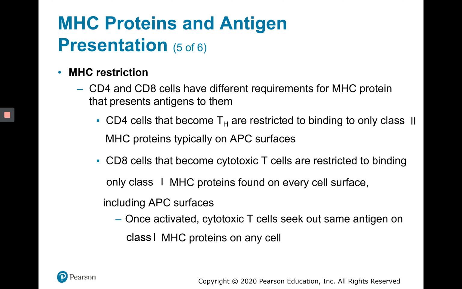We also need to talk about MHC restriction, which is talking about CD4 and CD8 cells and the fact that they have different requirements for MHC proteins in order to present antigens. The CD4 cells that become T helper cells are restricted to binding to only class 2 MHC proteins, typically on the antigen-presenting cell surfaces, which we just saw in that last diagram, whereas the CD8 cells that become cytotoxic T cells are restricted to binding only class 1 MHC proteins found on every cell surface. That even includes the antigen-presenting surfaces. Once activated, the cytotoxic T cells would seek out the same antigen on a class 1 MHC protein on any cell.